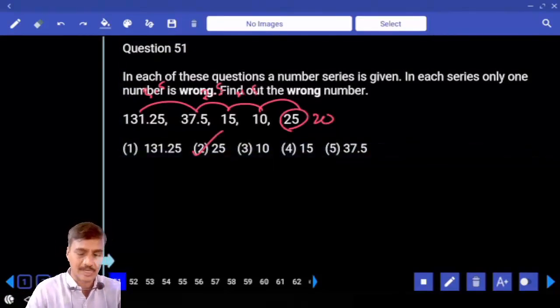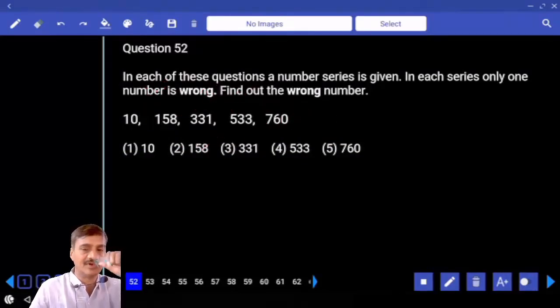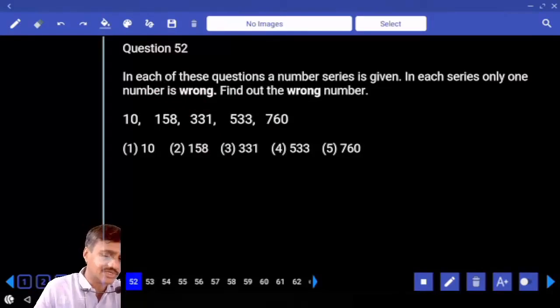Choice 2, question 51. Done with this? Then 52. 10, 158. It starts with 10 and ends with 760. Then tell me what is your answer in this case?